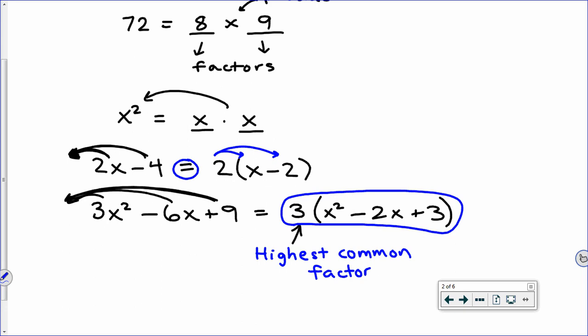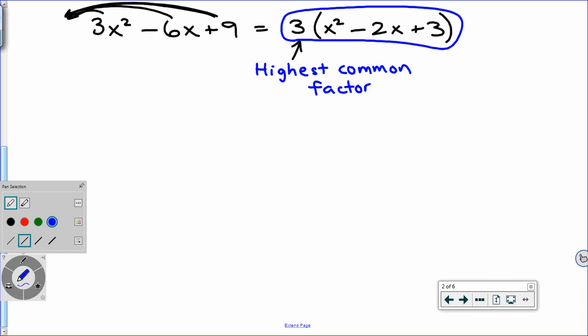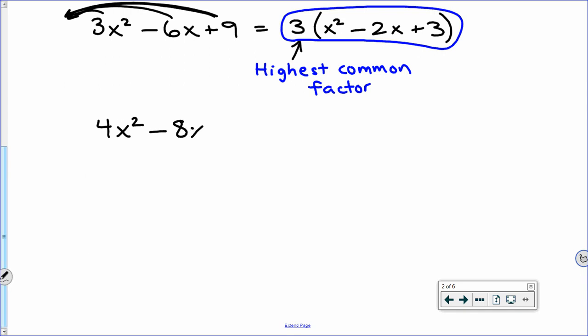In each of the cases here, there's only been one factor that the numbers all had in common. So let's see what it would look like if we had more options and we wanted to pick the highest one. So perhaps we have a 4x squared minus an 8x plus a 12. And I'm looking at all these terms and thinking, I can divide them all by 2. And so that would look like factoring out a 2, and I'd have a 2x squared minus 4x and a plus 6, because I'd be dividing each of those by 2.